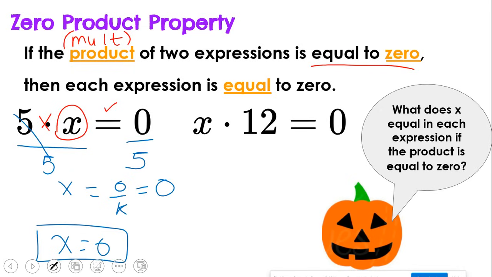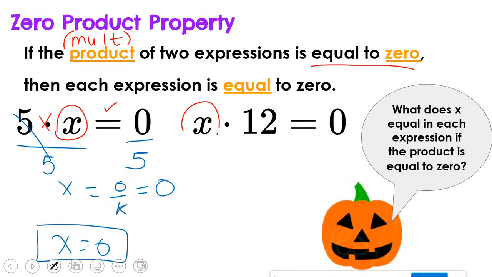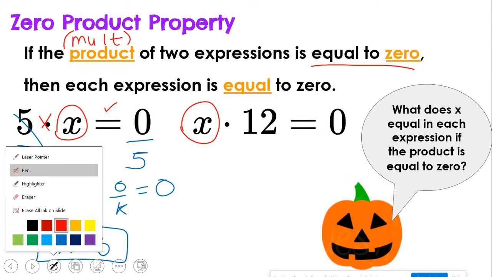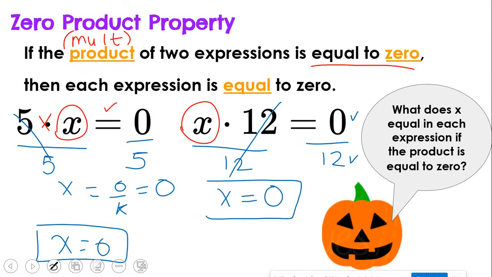Same thing for the expression on the right. I have something, x, times 12 is equal to 0. Clearly, the unknown something, the x, is going to have to be the one that's equal to 0, but I can use division by 12 to simplify and get x alone. Again, remember, it is okay to have 0 on top, and you get x is equal to 0. Like I was saying, x has to represent 0 in these.